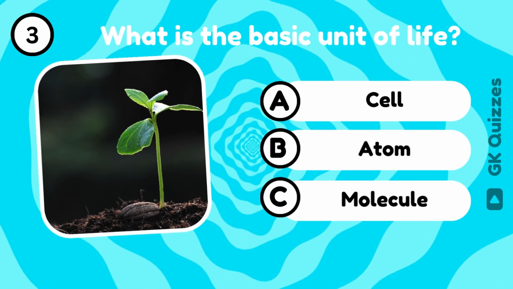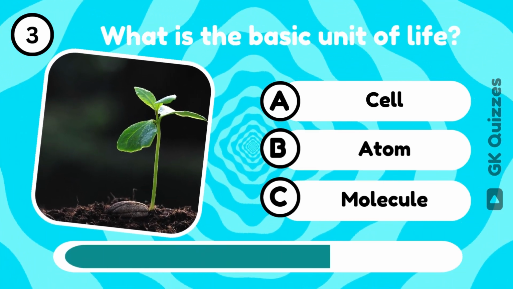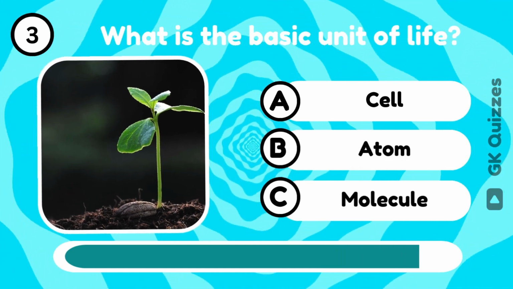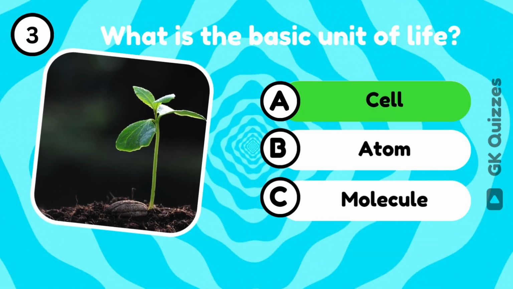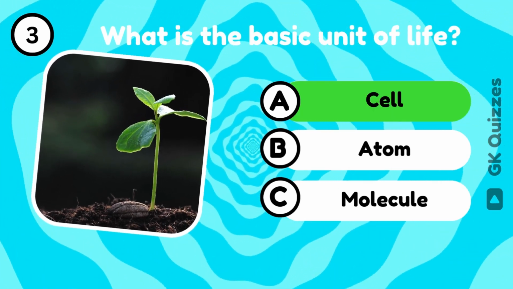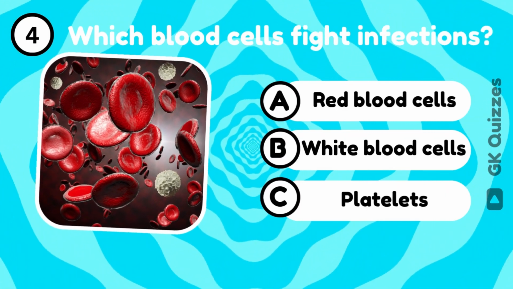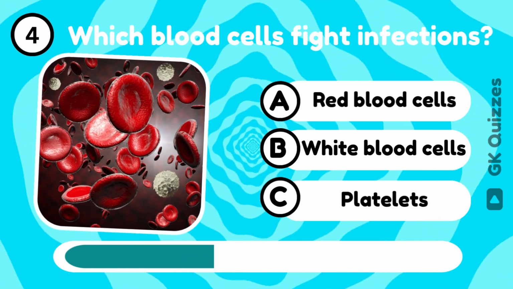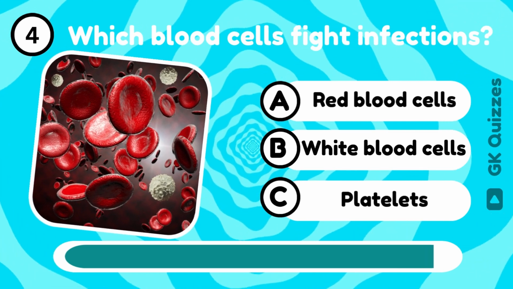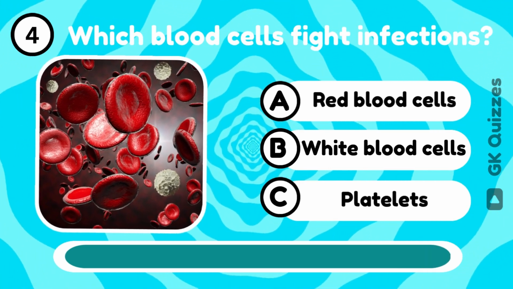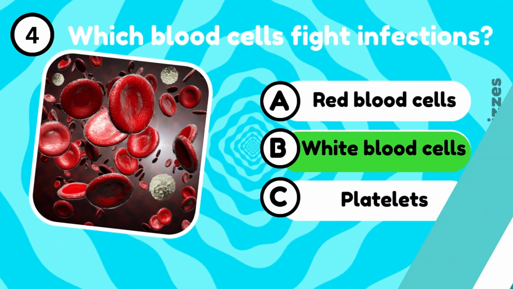What is the basic unit of life? Cell, atom, or molecule? The correct is cell. Which blood cells fight infections? Red blood cells, white blood cells, or platelets? The correct is white blood cells.